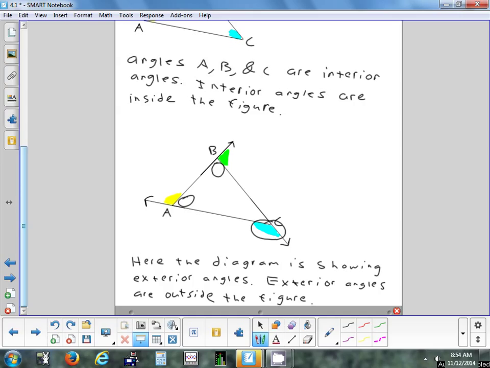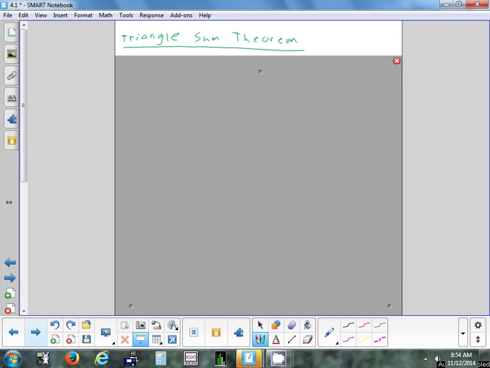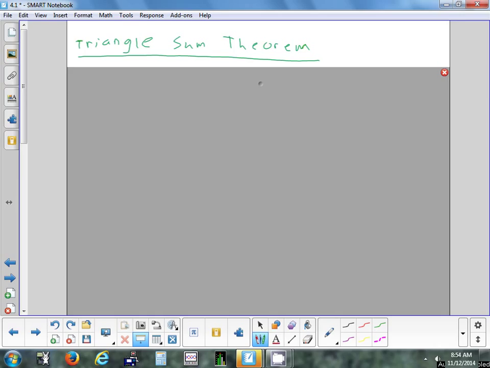Yep, we call these remote interior angles. Remote because they're the farthest away. If you take the two angles that are farthest away and add them together, it will equal the one that's on the outside. Okay? That's the theorem. Right, so we'll get to that. We'll look at that in a minute.